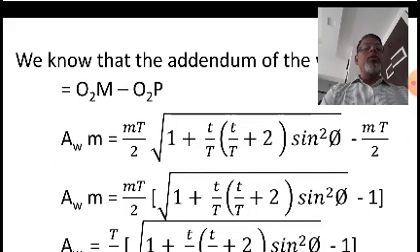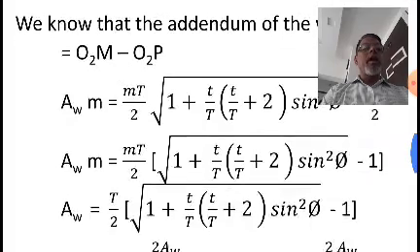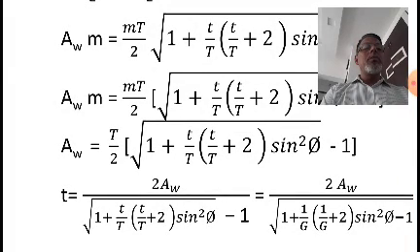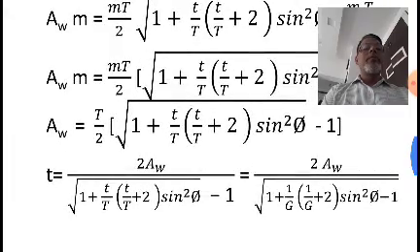So m into capital T divided by 2 you can take outside, you will get this. Now you see the difference only here. Instead of capital T divided by small t, here it is small t divided by capital T, right? You are getting this type of equation. So 2 times AW divided by this. Now small t divided by capital T, it is 1 by G. So you can write that.